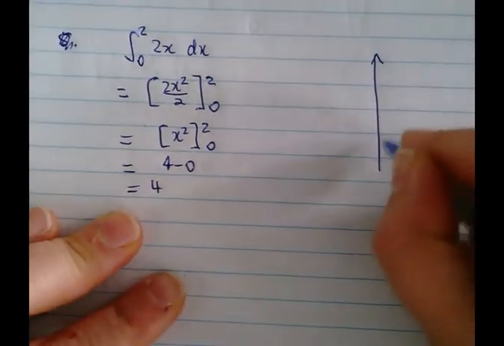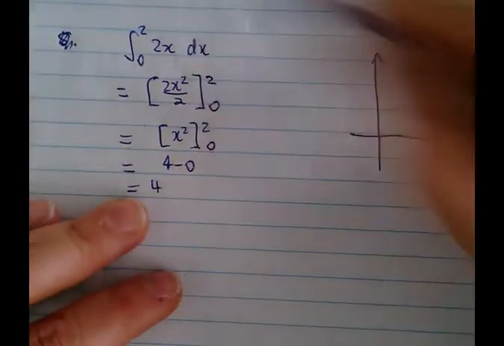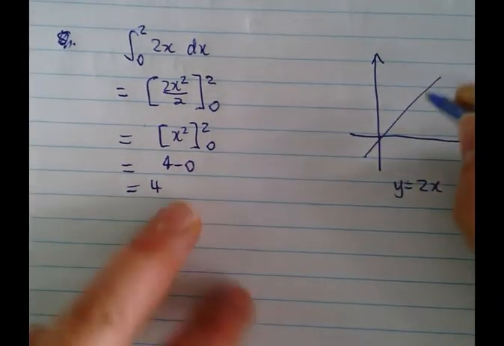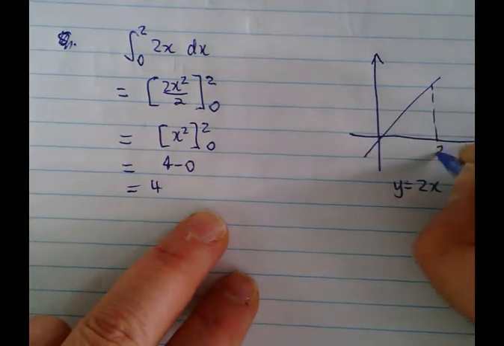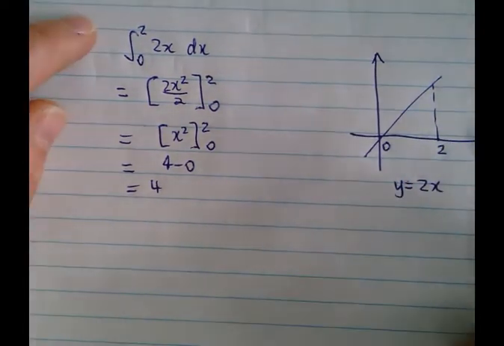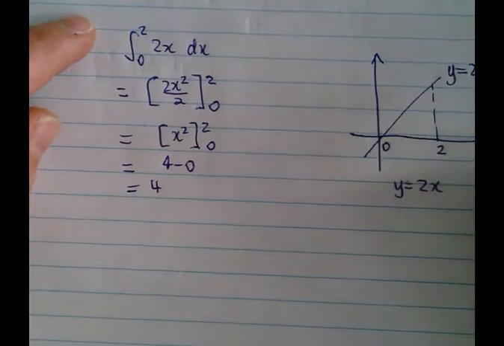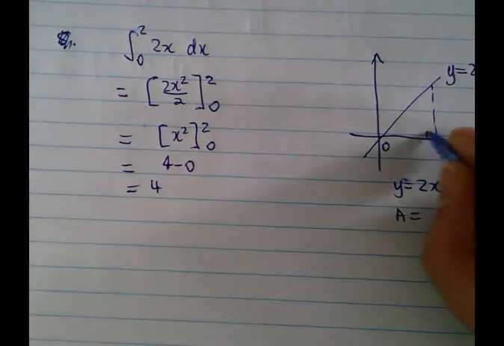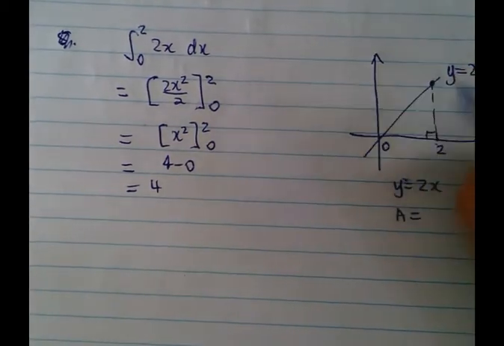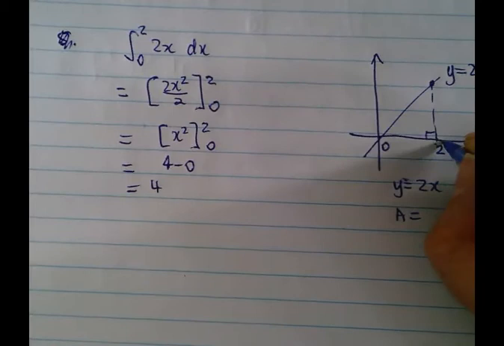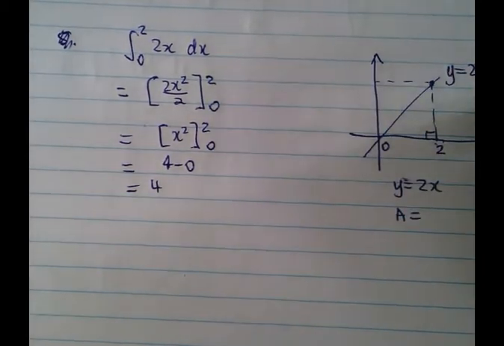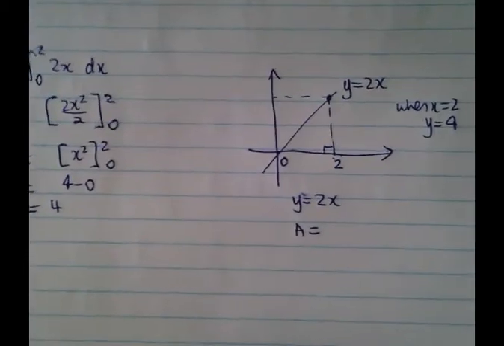Now, if I interpret that geometrically, I would draw the line y equals 2x, and I'm basically finding the area under the curve y equals 2x between the values of 2 and 0. Couldn't I say that's a triangle? The only thing is I need to know this value here. The base is 2. What's the height? When x is 2, what's y? So when x is 2, y is 4.